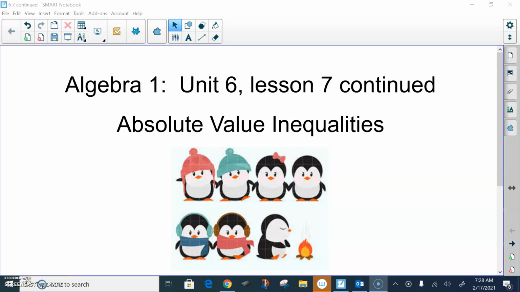This is Algebra 1, Unit 6, Lesson 7 continued. I thought we'd spend another day on absolute value inequalities.